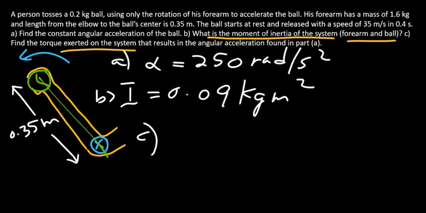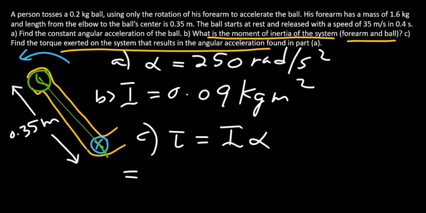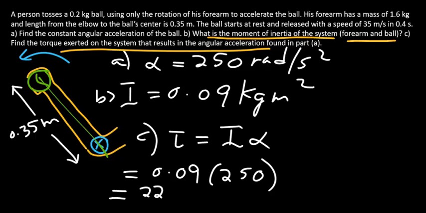Part C. Find the torque exerted on the system that results in the angular acceleration found in Part A. This is where Newton's second law for rotation comes in. It is given by the moment of inertia of the system times the angular acceleration. The moment of inertia is 0.09, angular acceleration is 250 radians per second squared, and that's going to give you a torque of 22.5 newton meter. And that solves the problem.